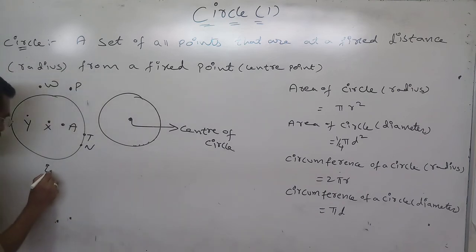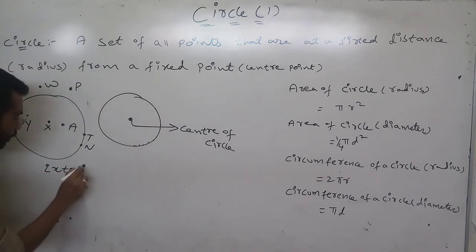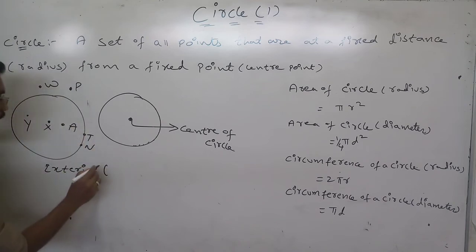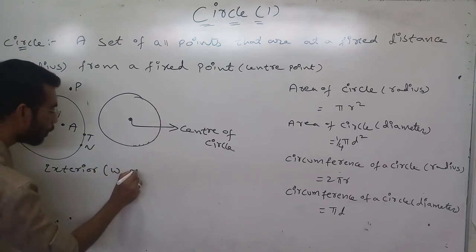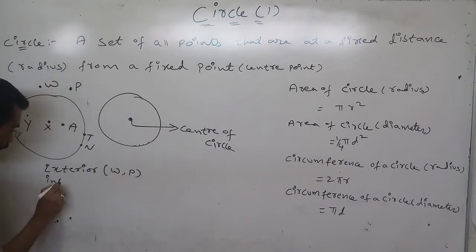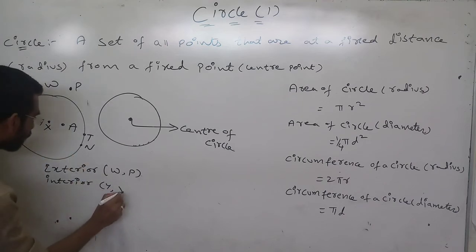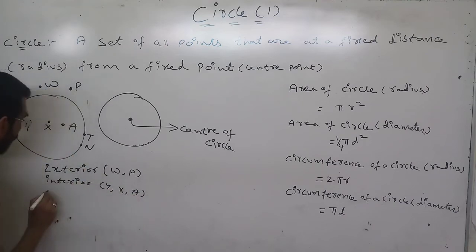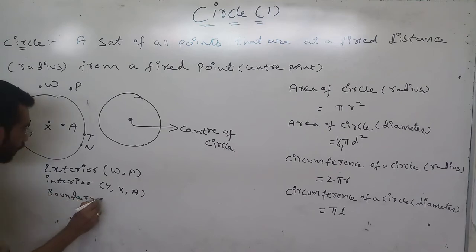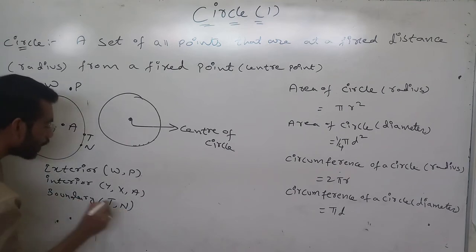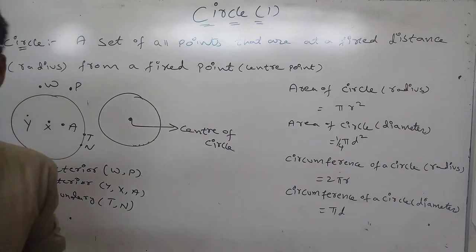See, exterior. What are the exterior points here? W, P. And interior: Y, X and A. And boundary: T and N. T and N are the boundary points of the circle.